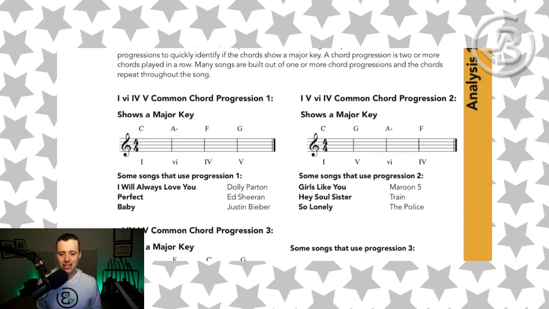And you can listen to these three songs to get a good idea of what a 1-6-4-5 sounds like: I Will Always Love You, written by Dolly Parton, Perfect by Ed Sheeran, and Baby by Justin Bieber.